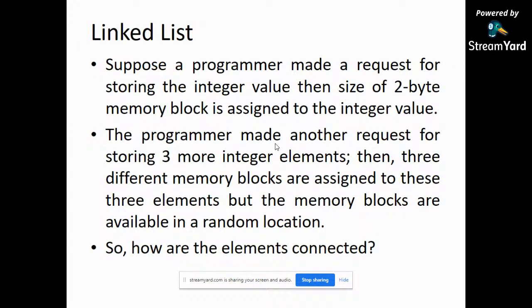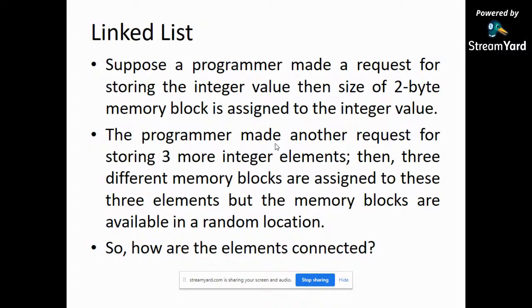Now, suppose a programmer makes a request for storing an integer value, then a 2-byte memory block is assigned to the integer value. Now the programmer makes another request for storing 3 more integer values. Then 3 different memory blocks are assigned to these 3 elements, but the memory blocks are available in random locations. The point is, like in an array, beforehand we have to decide the size. If the need arises at execution time, we cannot store that data because we have not allocated that space. So that is the drawback.